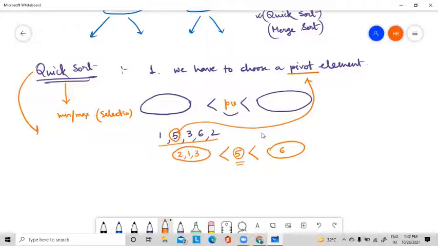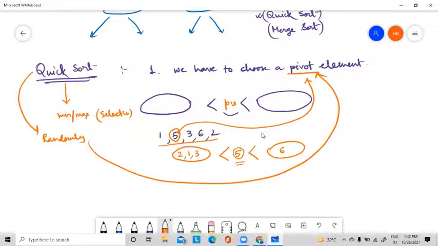Now in quick sort, we are selecting one element randomly. That element is called the pivot element. Clear? Now see, if somehow this randomly chosen element becomes the max or min element, then quick sort will be converted to selection sort. Remember this. In selection sort, in each iteration we put one particular element, max or min, in its proper position. In quick sort, we choose any element randomly and put it in its proper position.